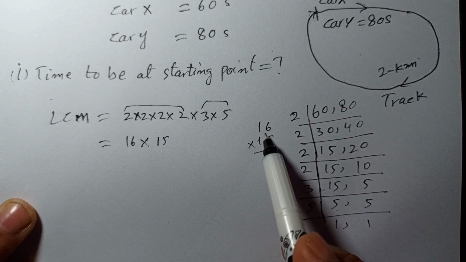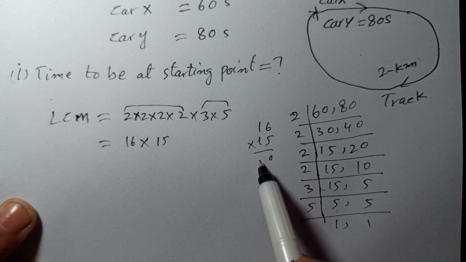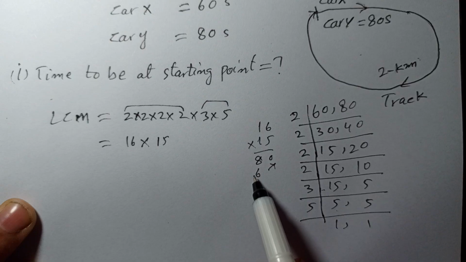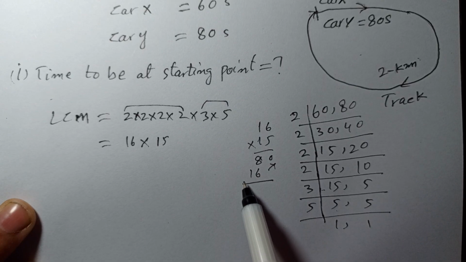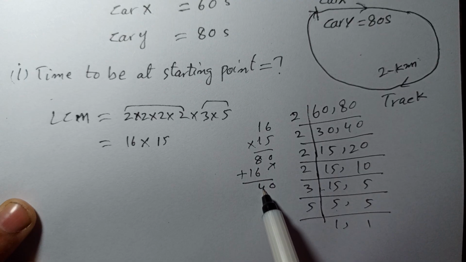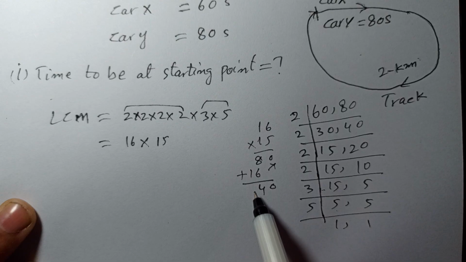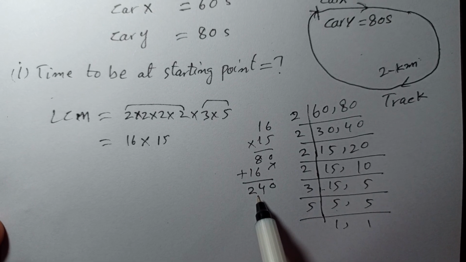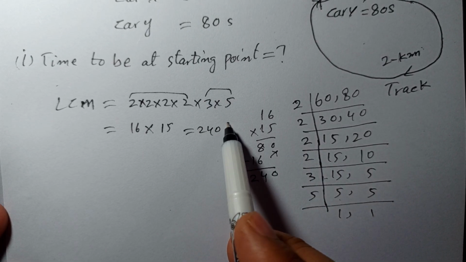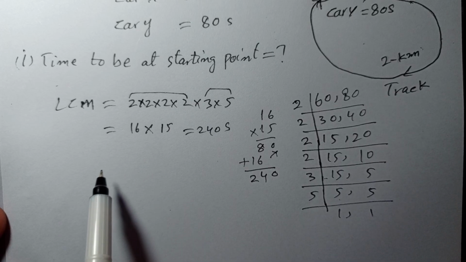5 6s are 30, 5 1s are 5, 5 and 3 makes 8. Cross the first one. 1 6 is 6 and 1 1 is 1. Add these, 0 here. 6 and 8 makes 14. 1 and carry makes 2. 1 and 1 makes 2. So 240 is our answer. That is in seconds. This is the answer of our first part.